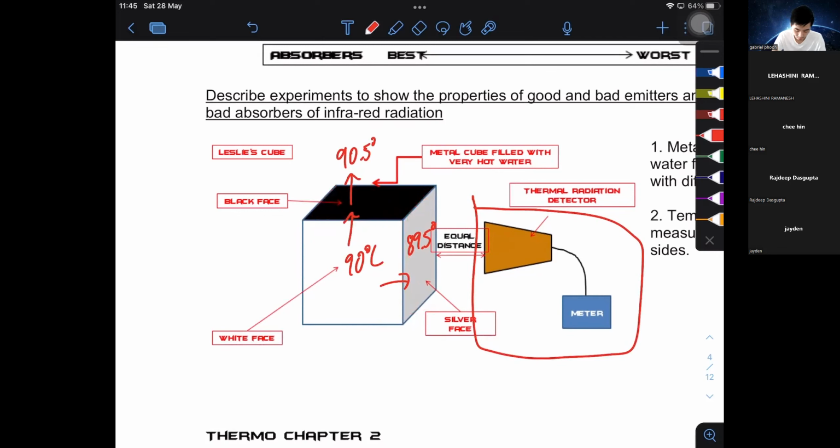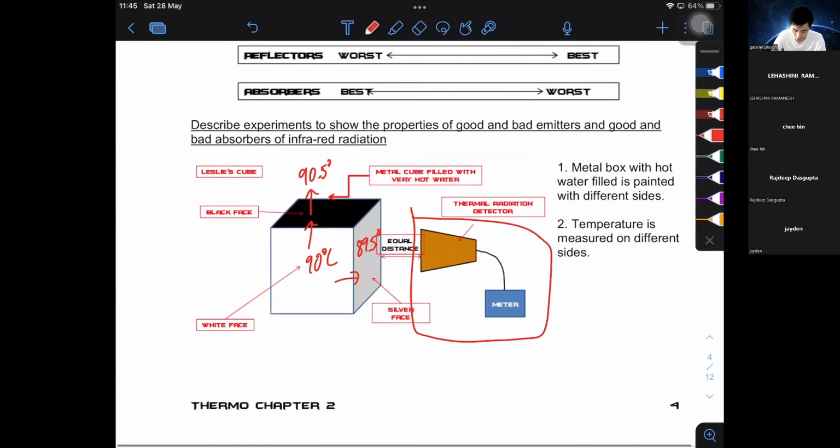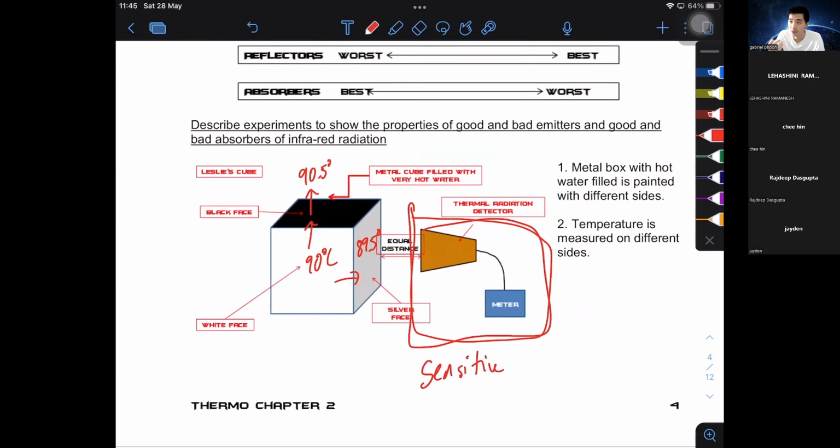So be very careful with this, guys. Usually when we use a thermal gun here, we must use a very sensitive thermal gun. Why? Because the difference in temperature is very, very small only. And because the difference is very small, if you don't have a sensitive enough thermal gun, you won't even be able to read the difference in the temperature, guys. Anyone clear with what I've talked about?